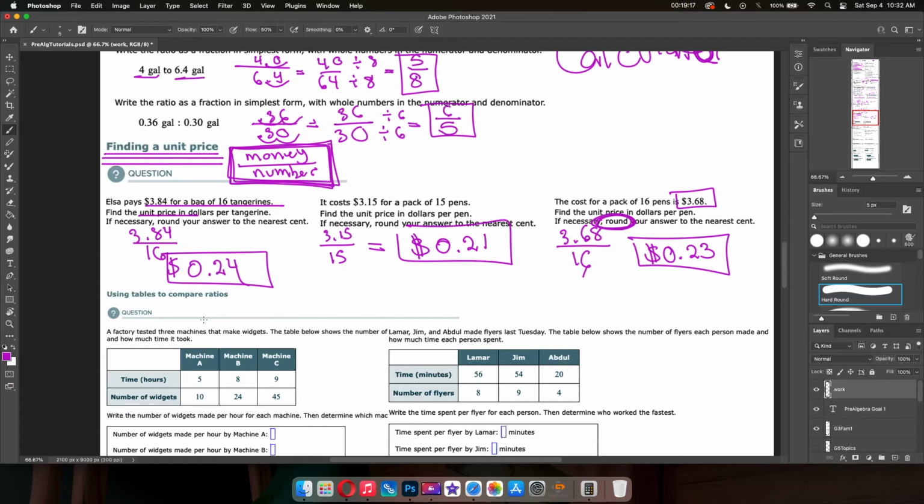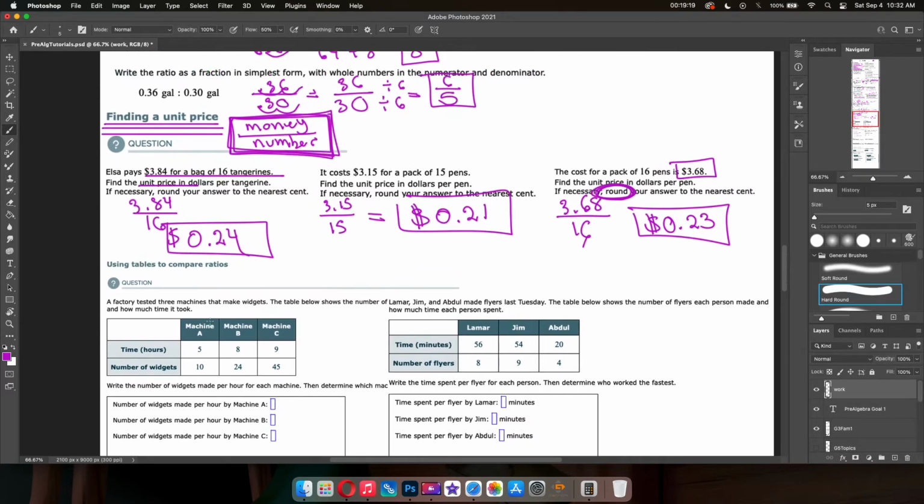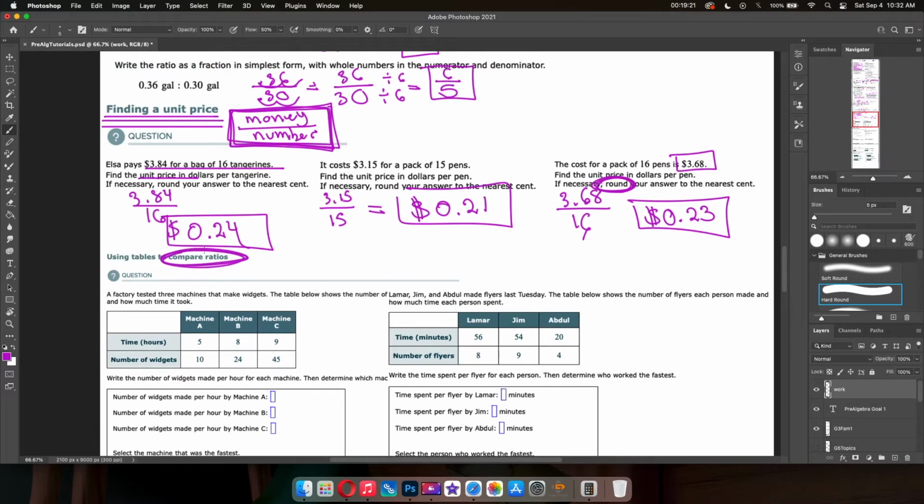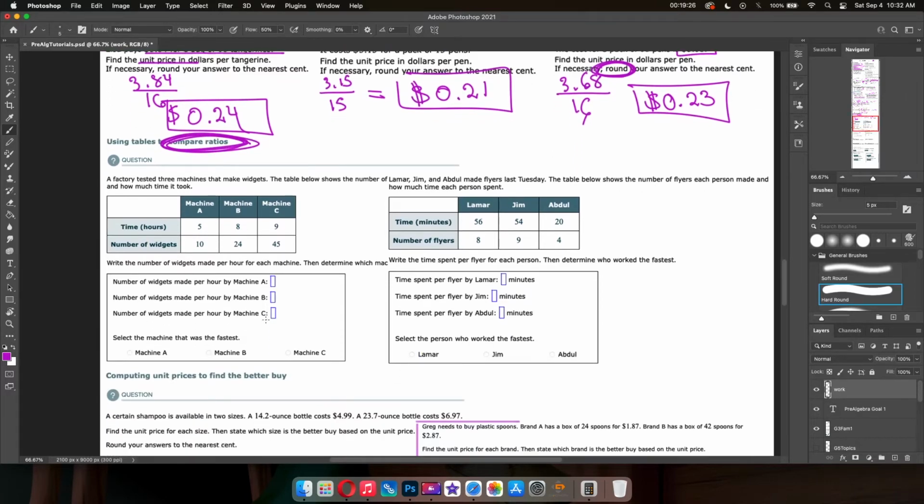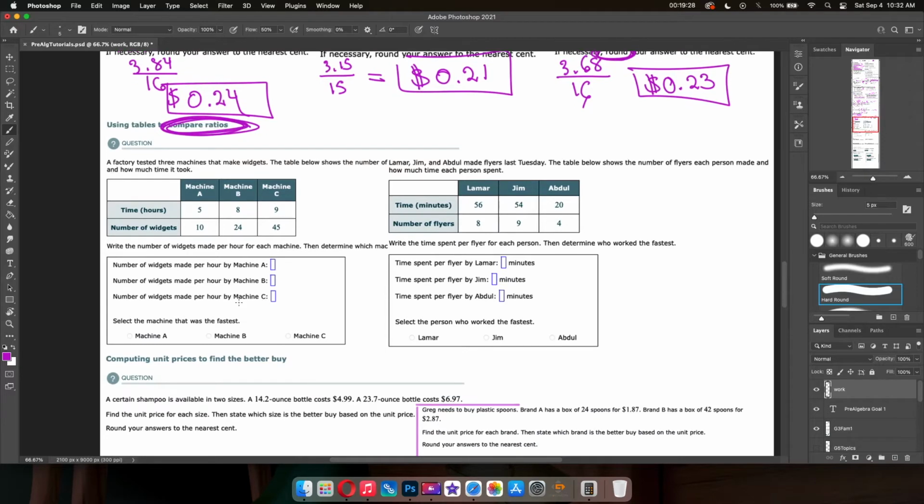Next, that's unit price, and now we want to start doing some comparisons. Comparing ratios is going to be the bulk of this chapter. Over the course of the videos, you're going to see me setting up the same thing over and over again. But first, we want to get you used to how the setup actually works. So, what have we got here?